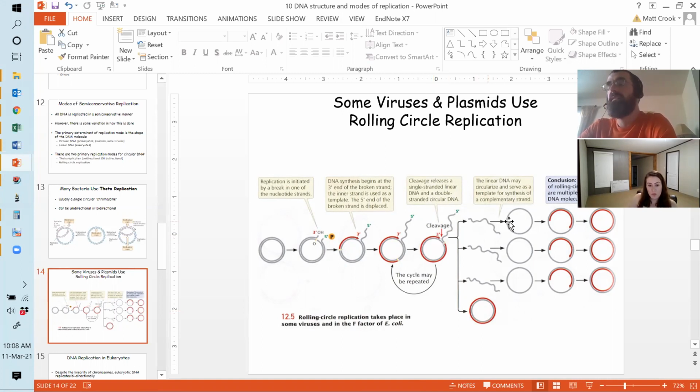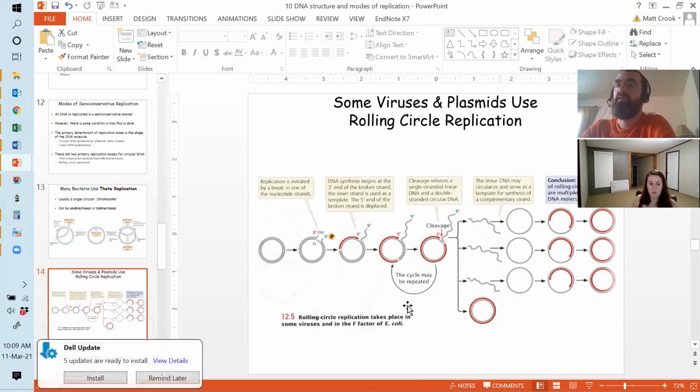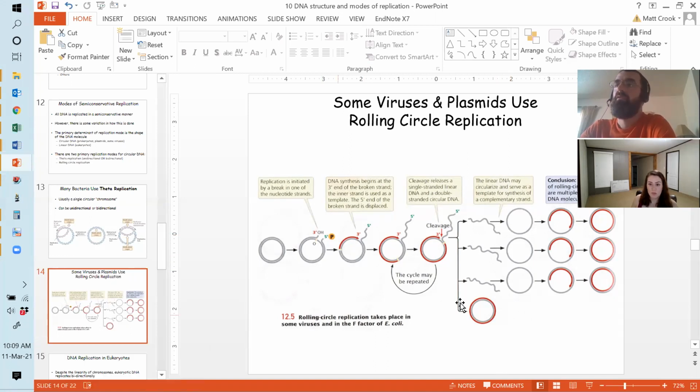But you also get these extras, which you kind of peel off in the process, and those also get replicated, so you have more copies. And the benefit to this is speed. So this mode of DNA replication does not suffer from the anti-parallel problem that we talked about earlier with the leading and the lagging strands. Every strand is leading.